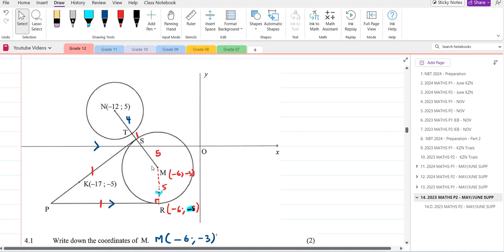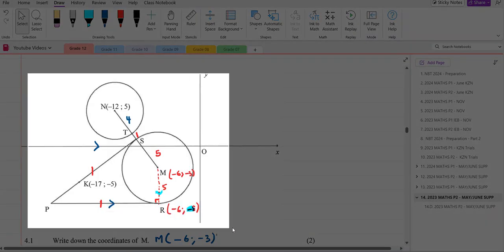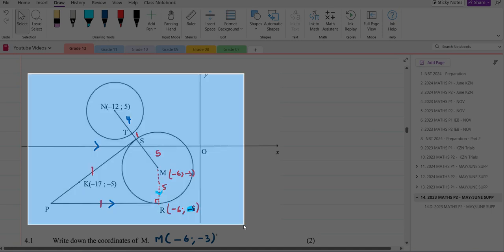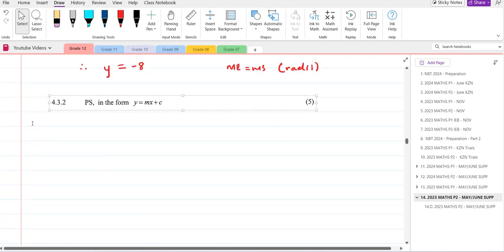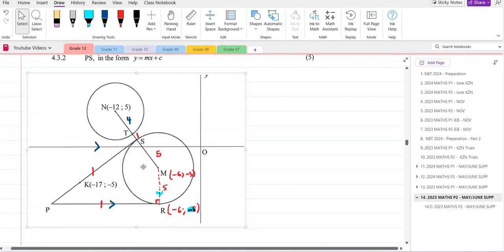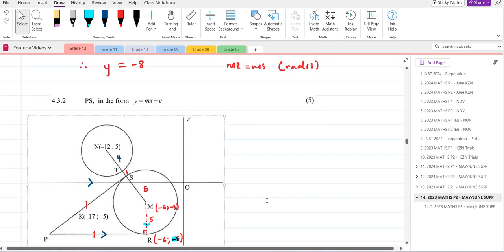Right, simple, because we got radius perpendicular to tangent. We can find the gradient of MS, which is the same as the gradient of MN. Right, so let's work with that. Let's take this diagram across into a problem. Let's take this diagram down to explain this better to you. So what we have here is, first we're going to find the gradient of MN, collinear points.